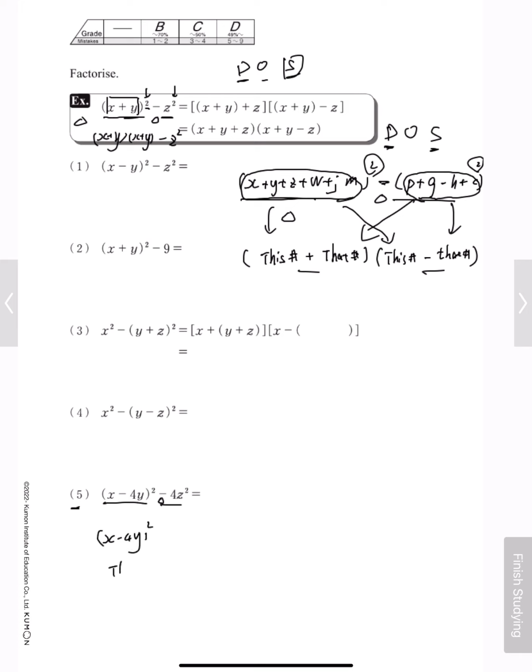So this is this number, the whole thing here, right? Don't worry about just the x or just the y. Minus that number. Which one's that number? 4z to the power of 2. Let me think. Can I actually rewrite this as that? Ah, yes, I can, because 4z squared is basically 2z to the power of 2. So this is that number.